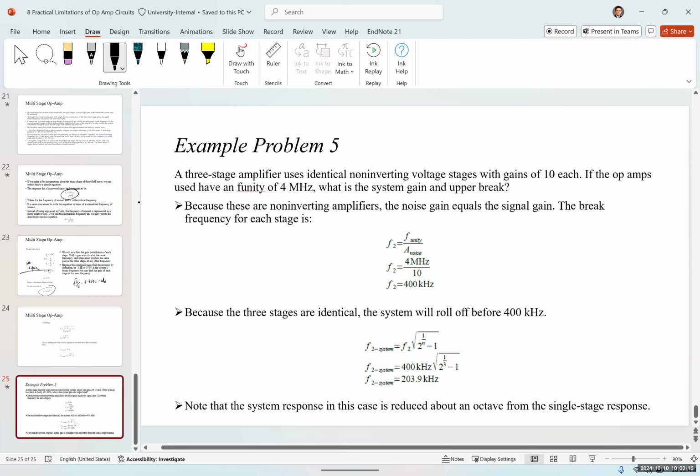Because it's a non-inverting amplifier, the upper cutoff frequency would be F unity over A noise, which is 4 megahertz over 10, which gives us 400 kilohertz. Now the cutoff frequency of the system will be 400 kilohertz times square root of 2 to the power 1/3, because we had 3 op amp stages. And finally, F2 of the system would be 203.9 kilohertz.